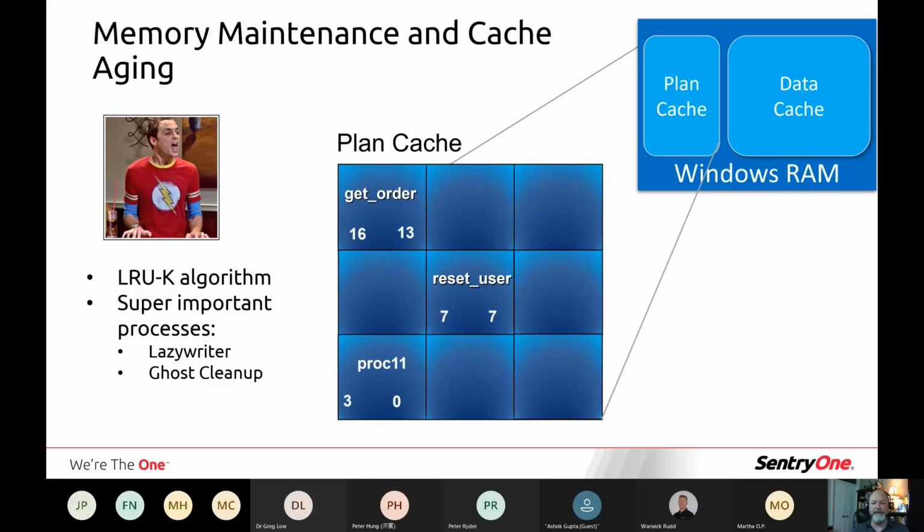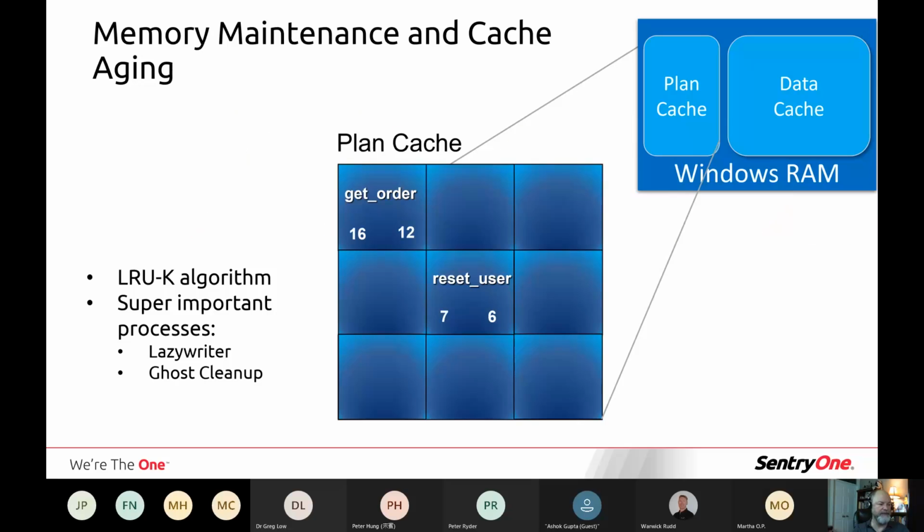Now, you might be wondering, okay, well, what about the data cache? The data cache essentially is similar, except the big difference between the plan cache and the data cache is the data cache can have a lot more kinds of objects. So it can have databases, tables, partitions, clustered indexes, non-clustered indexes. And so it has to manage all kinds of these different objects at the same time, but it uses the same kind of principles to manage the data cache.